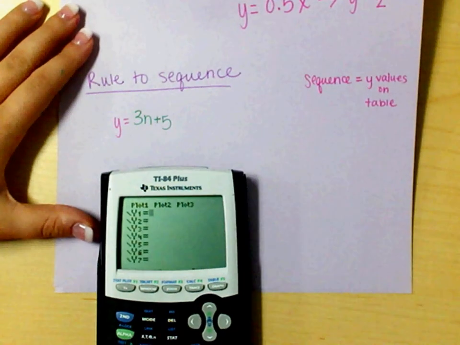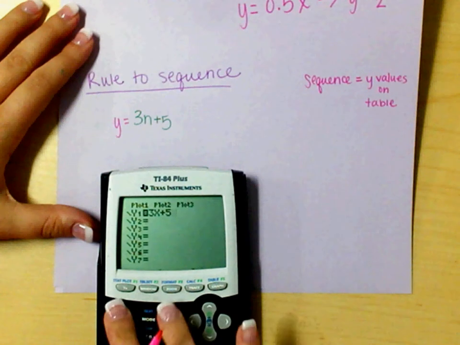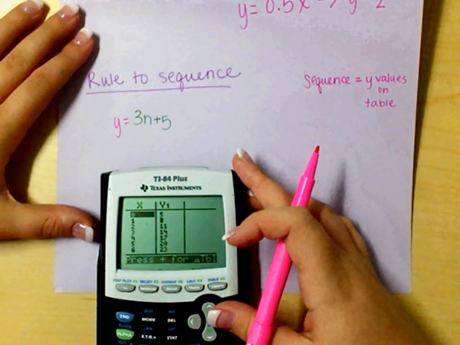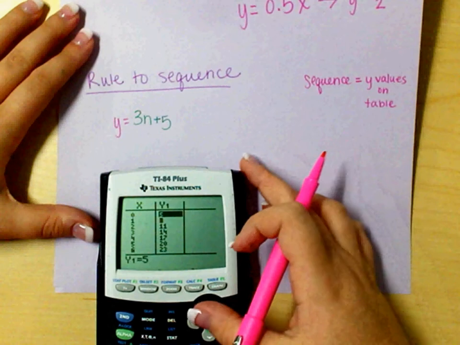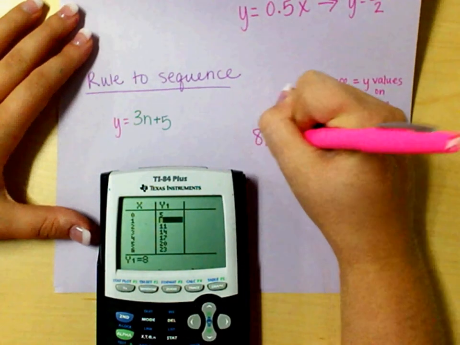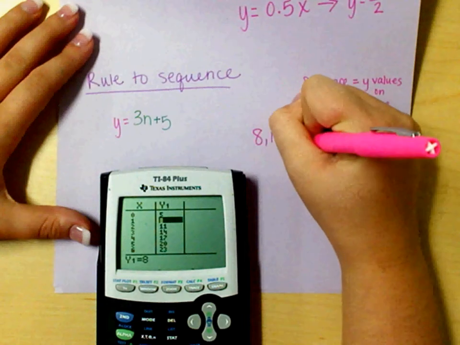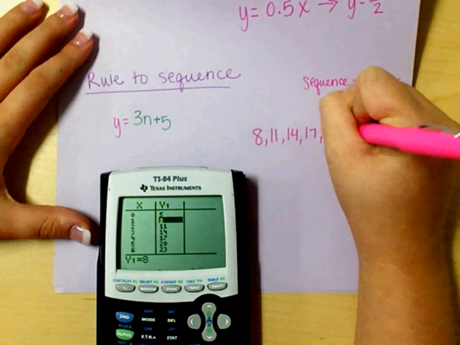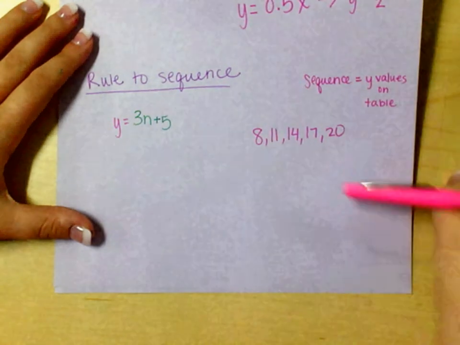Y equals 3x plus 5. Perfect, check my table. If sequence is the same thing as my y values, I'm going to pull some numbers off my y values. 8, 11, 14, 17, 20, that's good enough sequence for me. That's all you have to do.